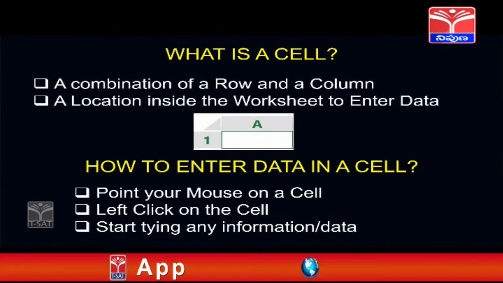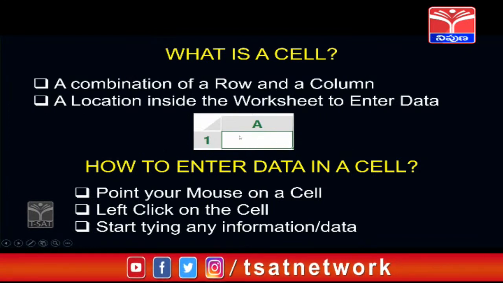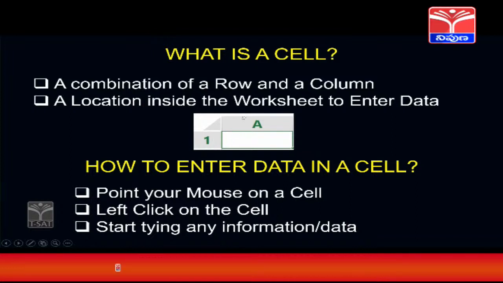So like we were saying, what is basically a cell? A cell is a combination of a row and a column, and it is also a location inside the worksheet to enter data. So whatever you are seeing on your screen right now is a typical cell, and as we have already said, it comprises a row and a column.